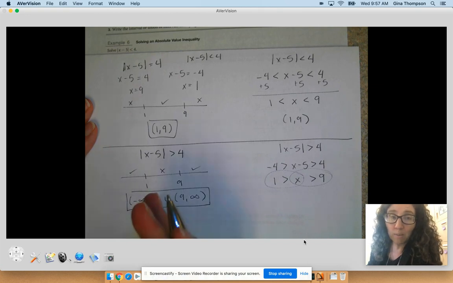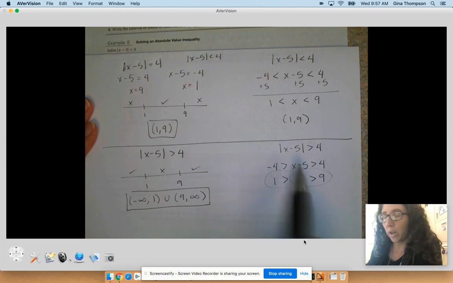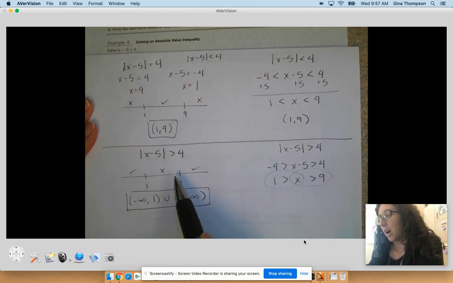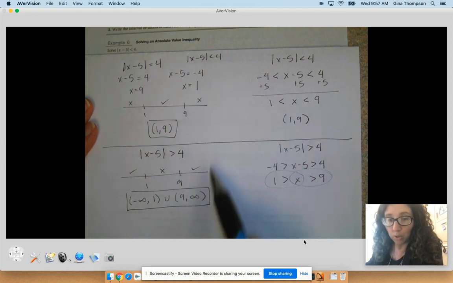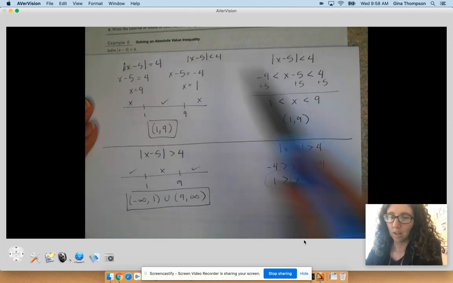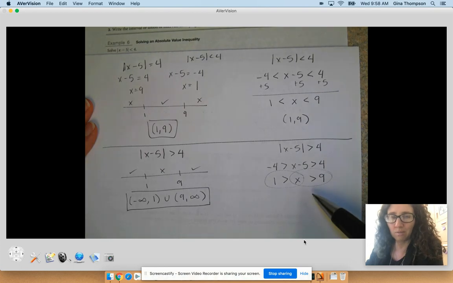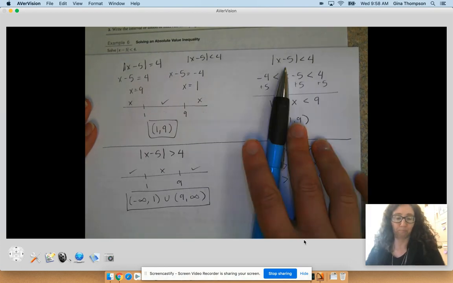Which of these methods makes more sense to you? Only you can know. You can decide which way you want to do this. I think this way that the book teaches you is a little bit more straightforward and is always less confusing, especially if you have a greater than or equal or less than sign. Okay? If you have a greater than sign, this method is a little bit easier to mess up on. But if it makes sense to you, you can use it.